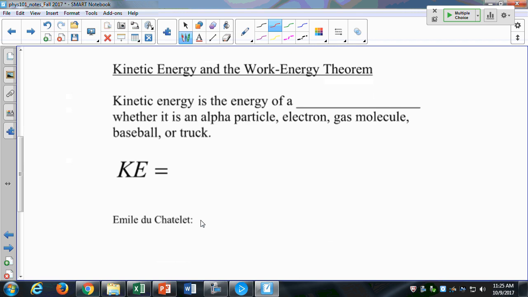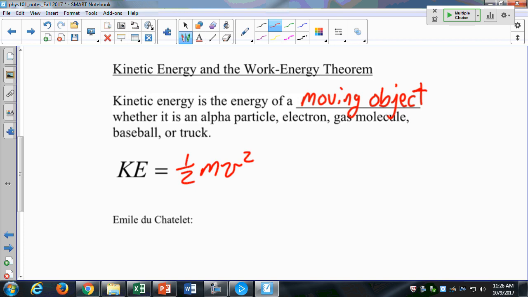But let's do a little bit of this kinetic energy and work energy theorem. So kinetic energy is the energy of a moving object. It's the energy of a moving object, whether it's an alpha particle or whatever the object is. It'll have kinetic energy. And we calculate this as 1/2 mv squared.